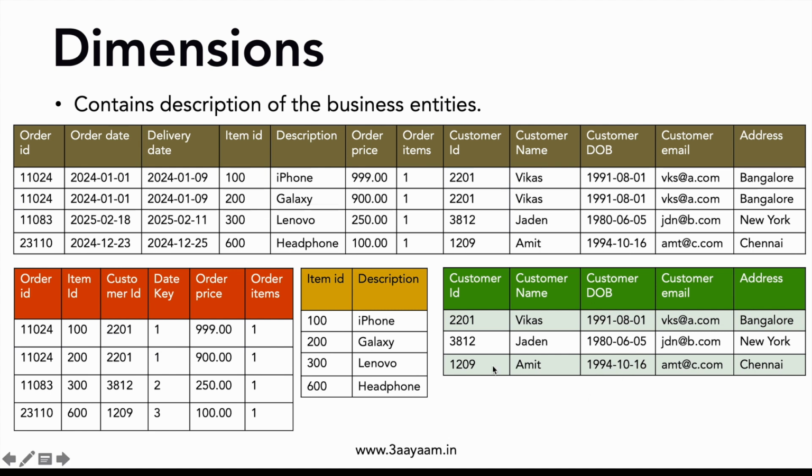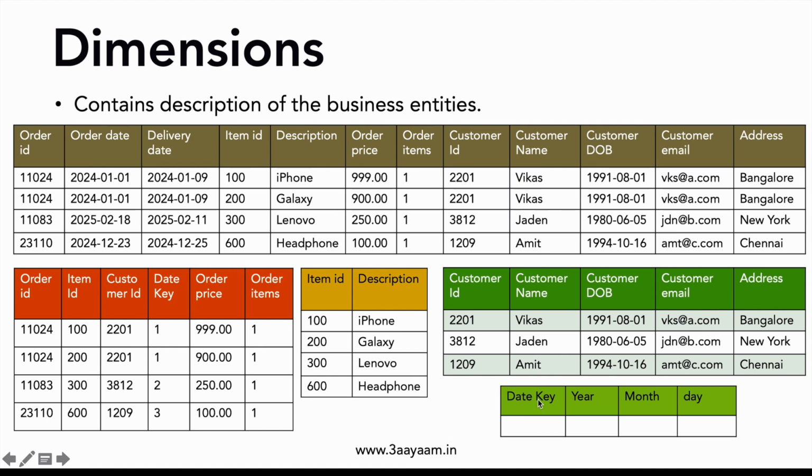So all the customer related information has been put in this particular table, and there's a pointer between the fact table and the dimension table using customer ID. And then we have the date table also, wherein we can put date key, year, month, day, and other columns. I'll talk about date dimension later on.